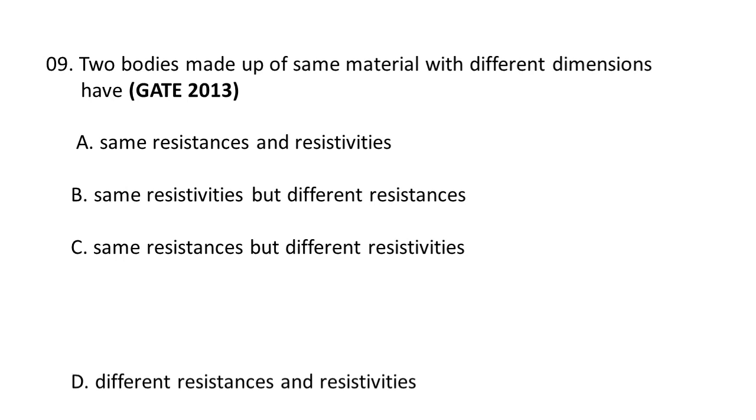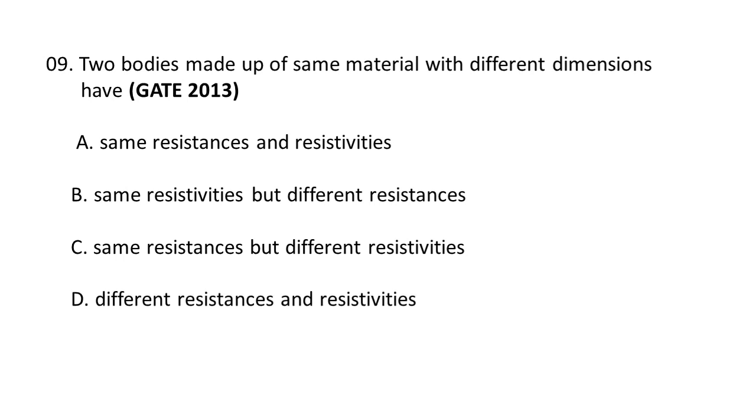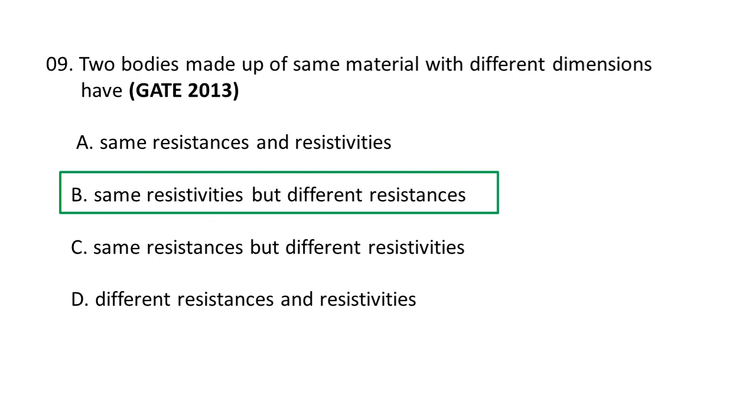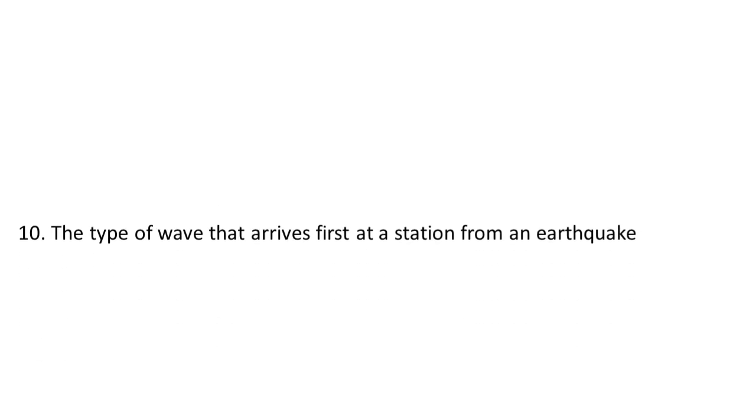Two bodies made up of the same material with different dimensions have A. Same resistances and resistivities, B. Same resistivities but different resistances, C. Same resistance but different resistivities, D. Different resistance and resistivities. So two bodies made up of the same material with different dimensions have the same resistivities but different resistances.